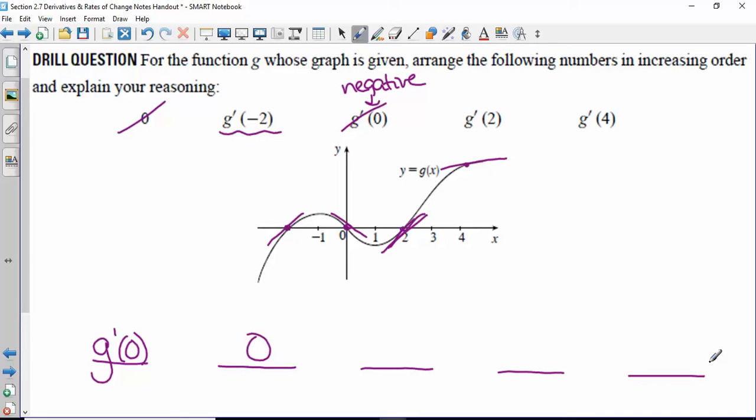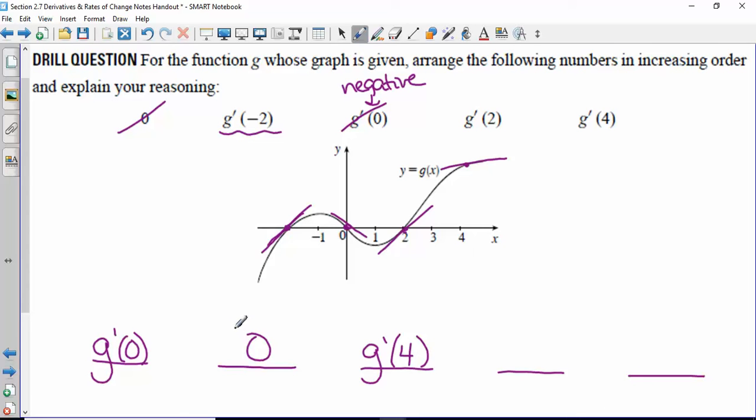So the smallest one would be the flattest line, the smallest slope. So which of these would have the smallest slope out of those 3? 4. That's the flattest line. Okay, the others, it's a little bit hard to tell at 2 and -2.